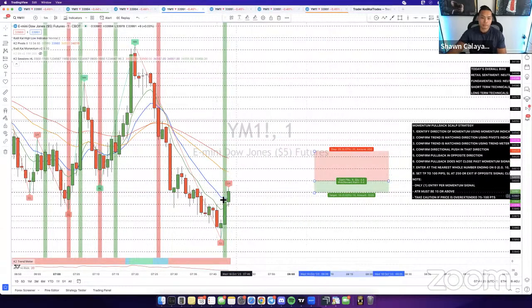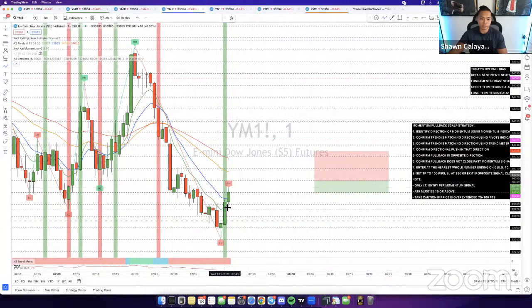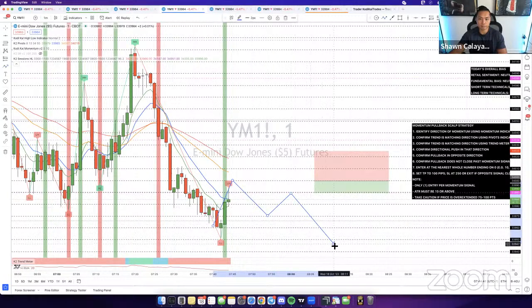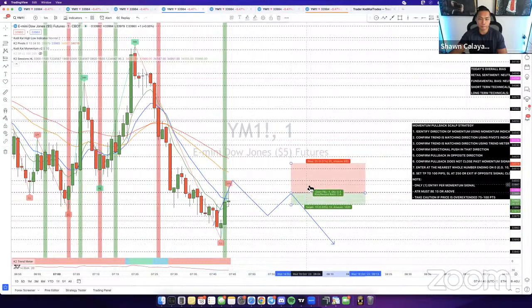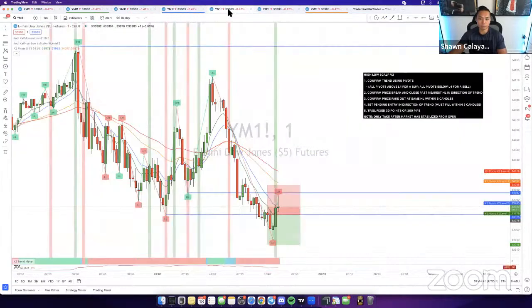So if we get another sell signal here, it'll set up for a momentum pullback scalp. As you can see, prices are retracing up. This is the retracement momentum signal. Price retraces up. We get a sell signal. Price comes back down, retraces up, and comes back down for entry right there. So that's kind of what we're looking for right there.